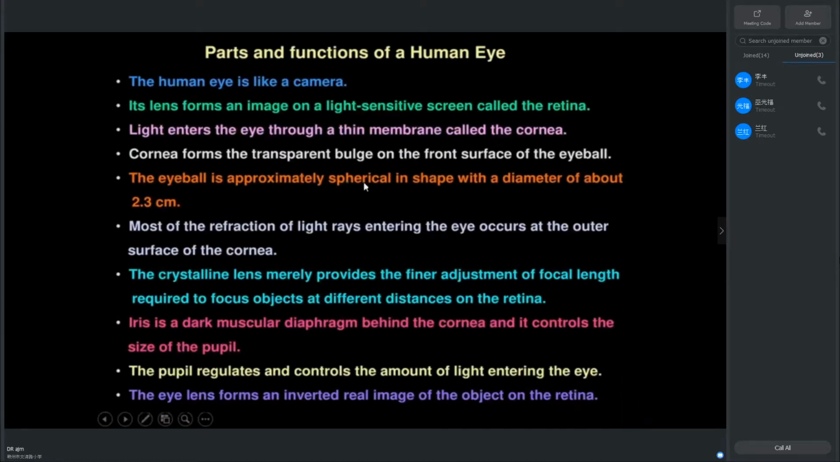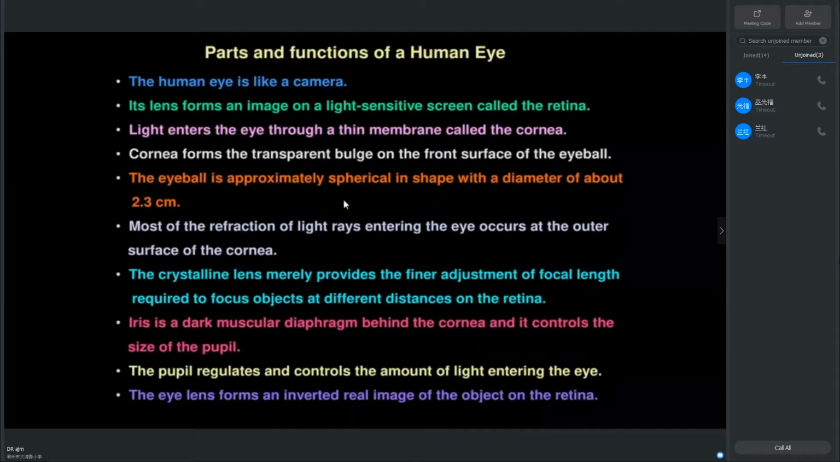I tell you that the eyeball has a diameter of approximately 2.3 centimeters. Most of the refraction of the light rays entering the eye occurs at the outer surface of the cornea. And the iris, we can call it the dark muscular diaphragm behind the cornea, controls the size of the pupil, and the pupil regulates the amount of light entering the eye.